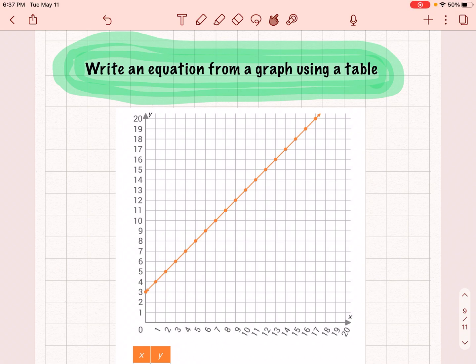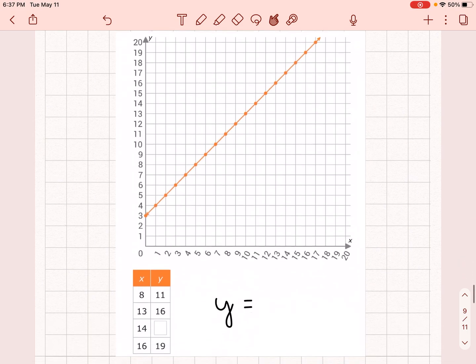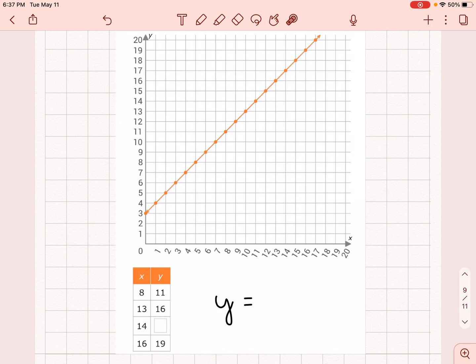In today's lesson, we're going to practice writing an equation from a graph using a table. So we're putting together a few things here. Here we have a graph. We're going to practice writing a table using this graph. Then we're going to figure out what kind of equation we can make with that information.